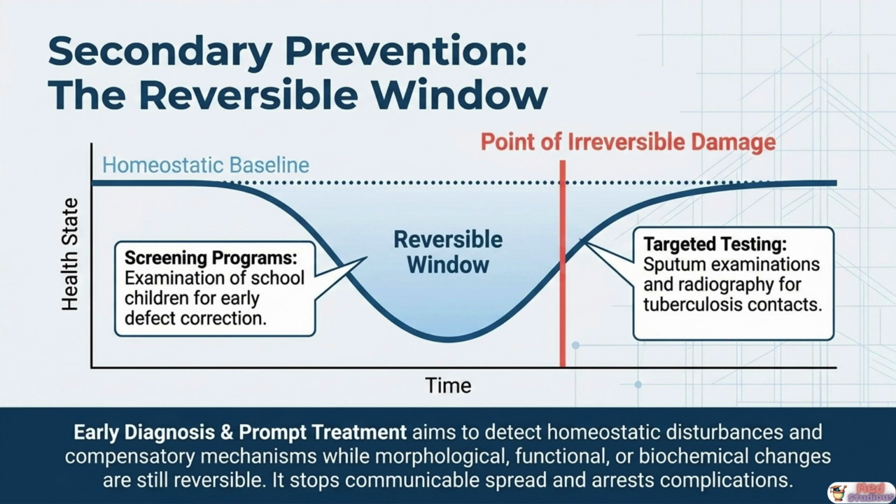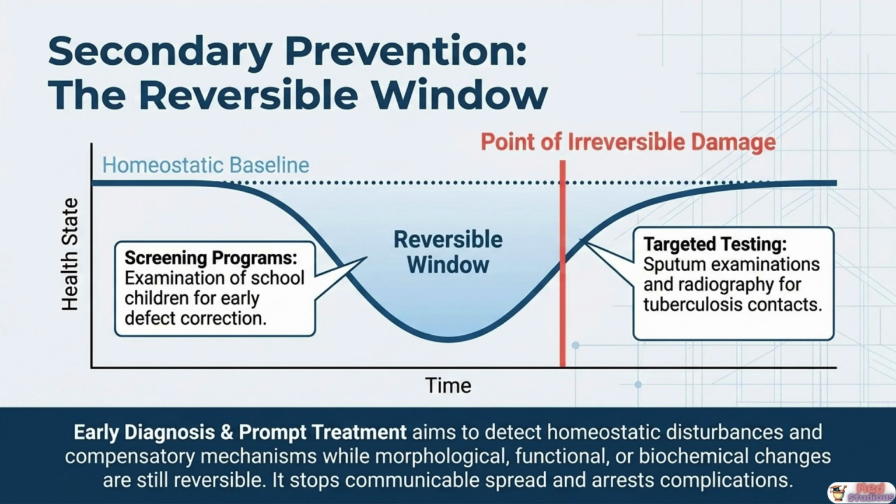But there is a point of no return, the point of irreversible damage, beyond which intervention can only limit consequences, not restore full health. Secondary prevention's entire mission is to detect disease during the reversible window and deliver prompt treatment before that point of irreversibility is crossed. The mode of intervention at this level is early diagnosis and prompt treatment.